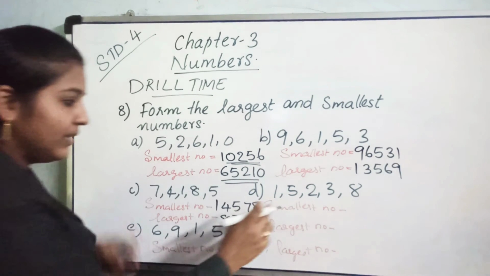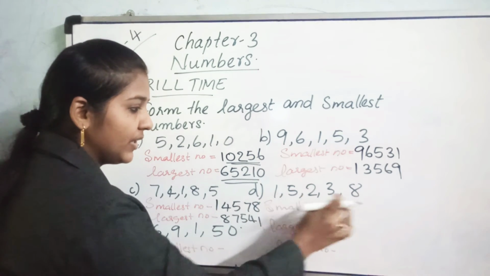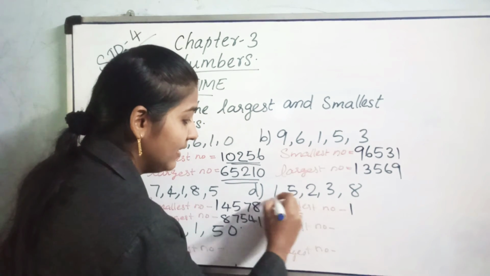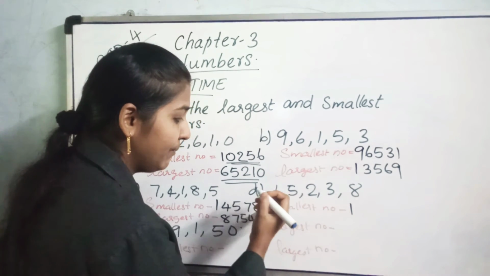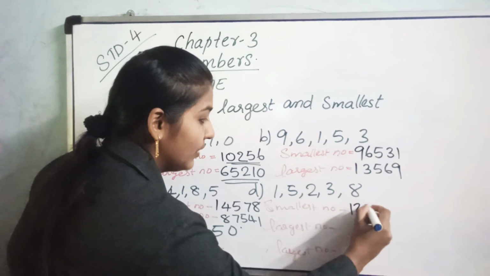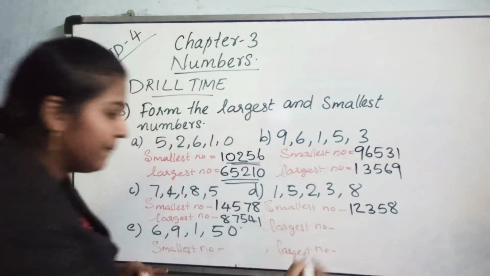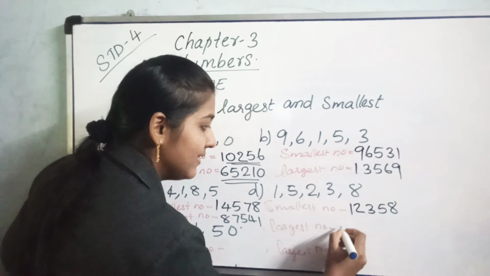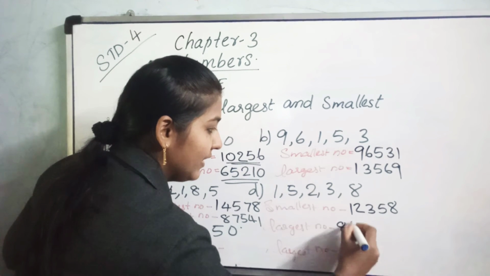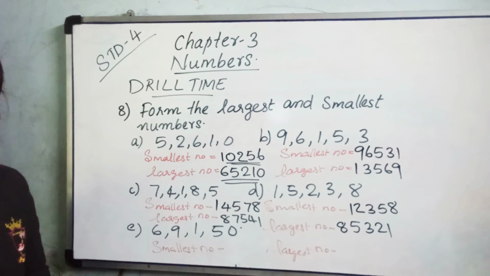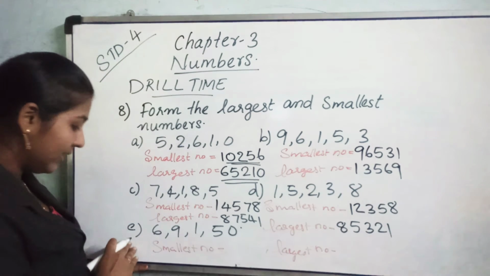Now, next number digits 1, 5, 2, 3, 8. So, to get the smallest number, arrange in ascending order without putting comma between them. That is 1, 2, 3, 5, 8. That is 12,358 is the smallest, and largest 85,321. Got it, children? Now, look at the next one.